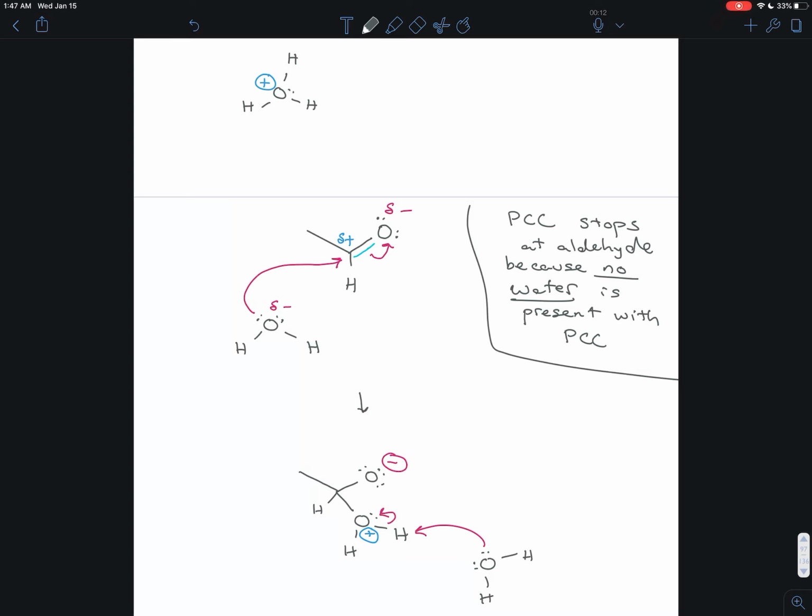So it's considered a weak oxidizing agent. And the irony is that it really has nothing to do with the chromium itself, which is the same. The difference is the fact that there's no water there to do this step. And so that's the unique thing about PCC.